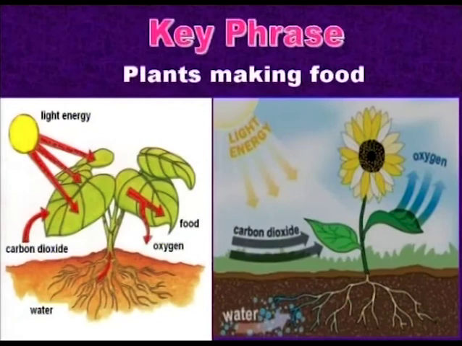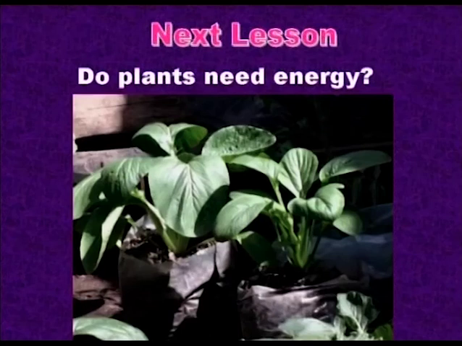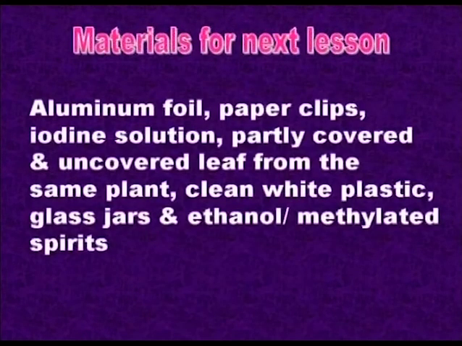Plants. Our key phrase for today is plants making food. Our next lesson topic would be, do plants need energy? And it will be photosynthesis number 2. The materials that we will be needing are aluminum foil, paper clips, iodine solution, partly covered and uncovered leaf from the same plant, clean white plastic, glass jars, and ethanol or methylated spirit.